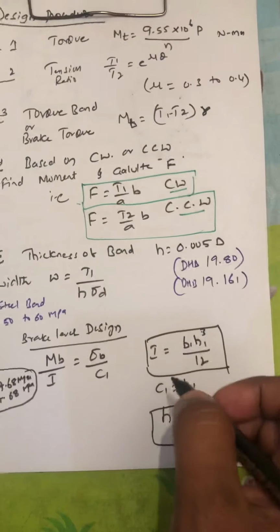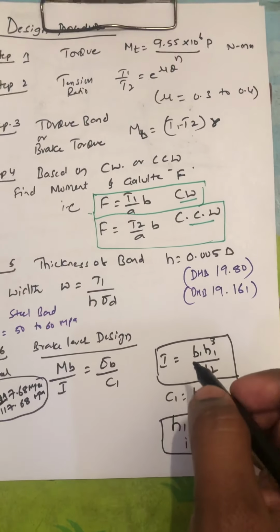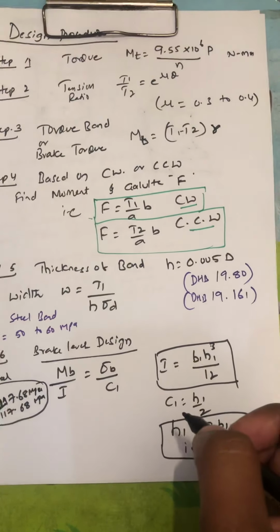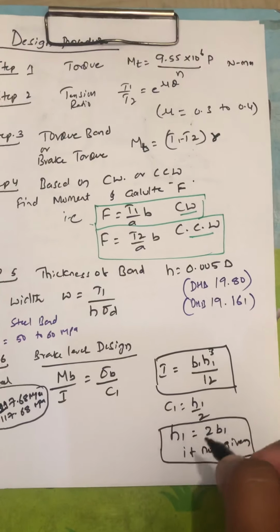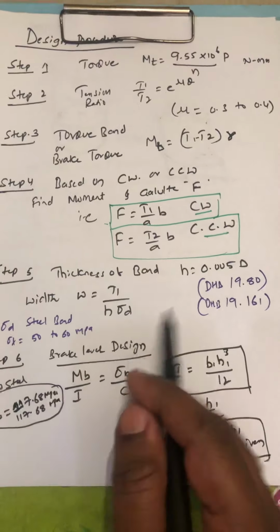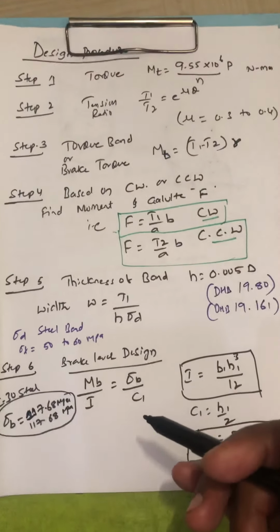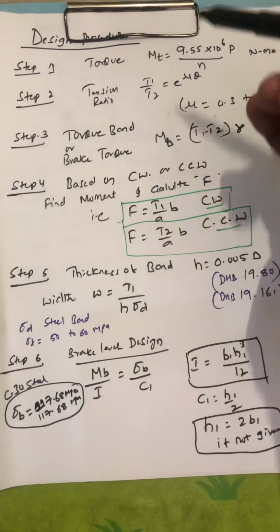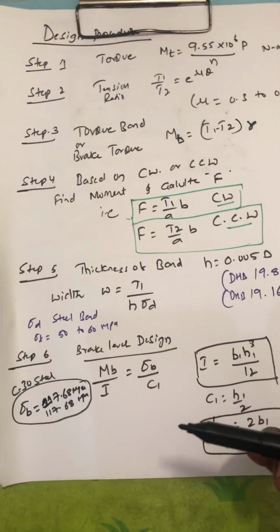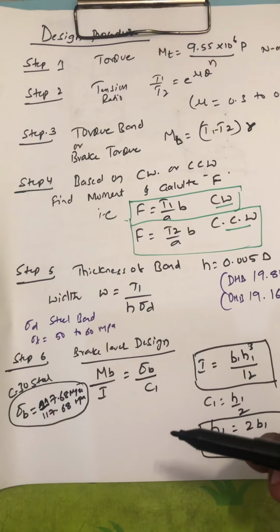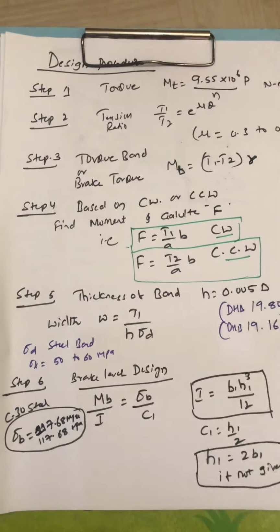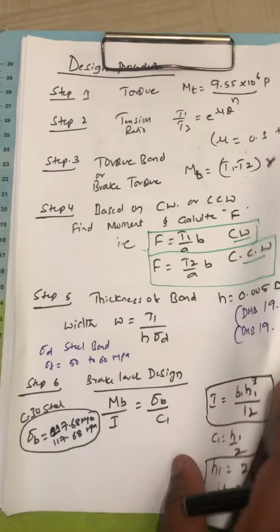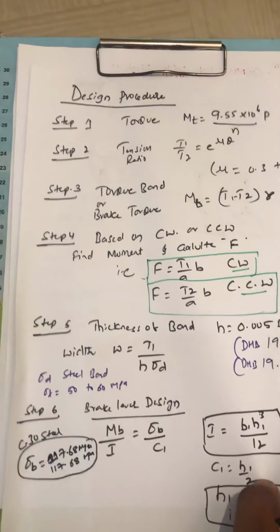I is the moment of inertia of this cross section, and C1 is equal to H1 by 2, where H1 is equal to 2 times B1. If it is not given, we consider this. So simply substitute these values. These are the things we need to find out for designing the simple band brake. Okay, hope you understood this. This comes under the simple band brake.